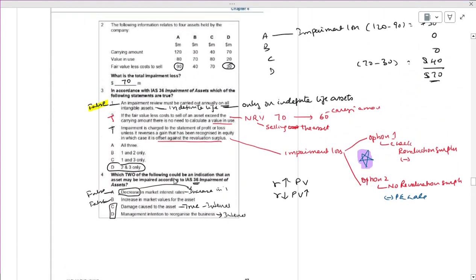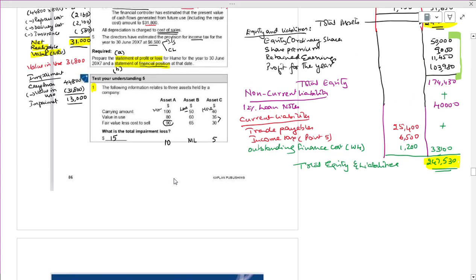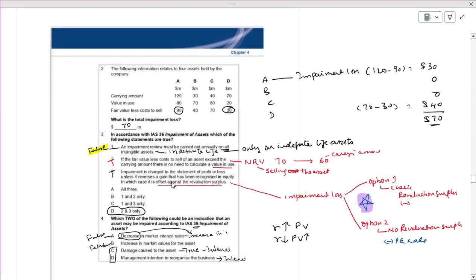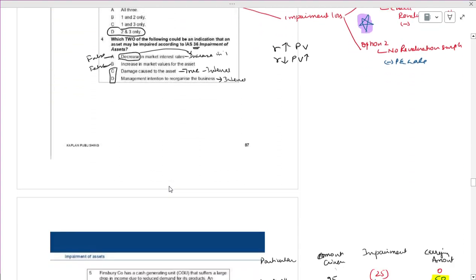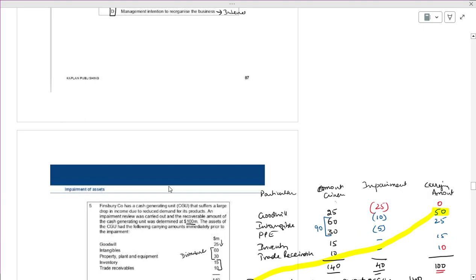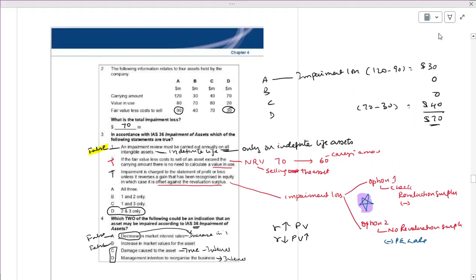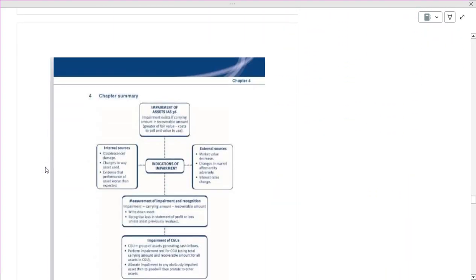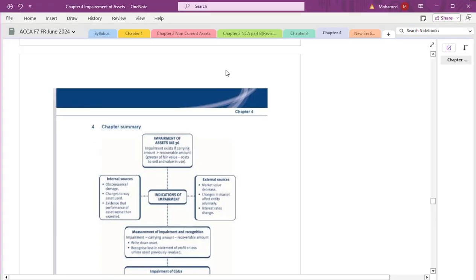Is it clear? What we have done, you go to multiple choice. We have done impairment loss, the conditions of IAS 36 impairment, and something on cash generating units. Is it clear to you all? It's the first year.